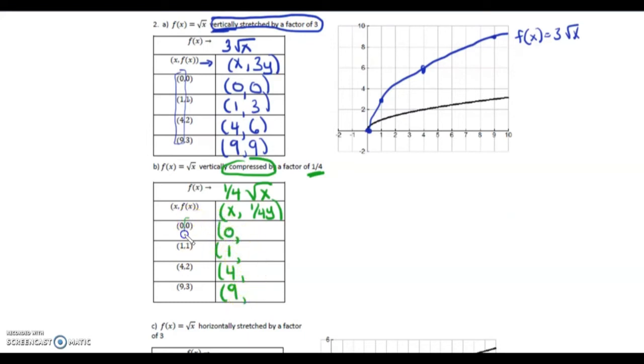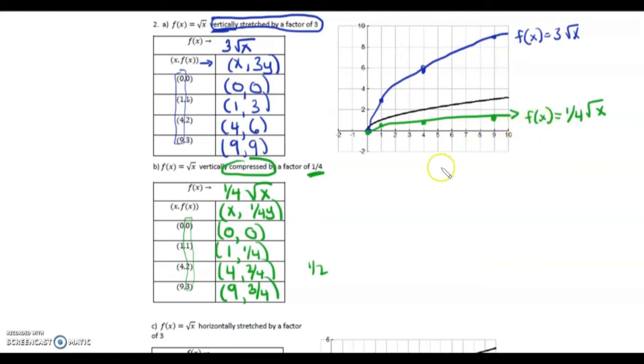Okay, and then take every y value and multiply them by 1/4. So we get 0, 1/4, 2/4, which is a half. We can write 2/4 or a half, and then 3/4. So on the graph, 0, 0, 1, 1/4, 4, 1/2, and 9, 3/4. I'll make that bigger. Okay. And then this is going to be f of x equals 1/4 root x.